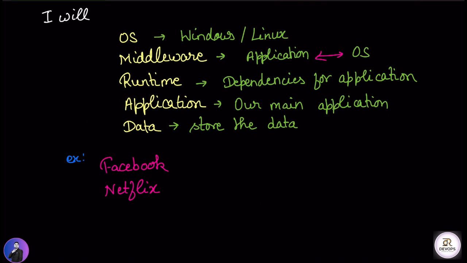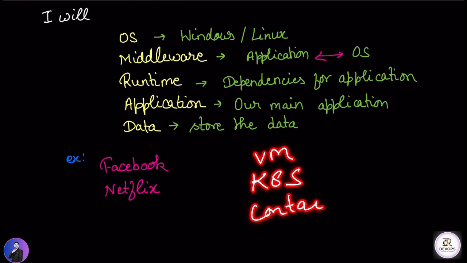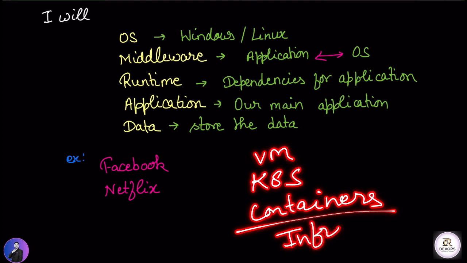Then whoever accesses the application, that data has to be stored somewhere. We don't want to lose the data. For example, Facebook, Netflix, and any other web application. Every web application has its own infra. It could be VMs, it could be Kubernetes, it could be containers, etc. So everything has the infra.